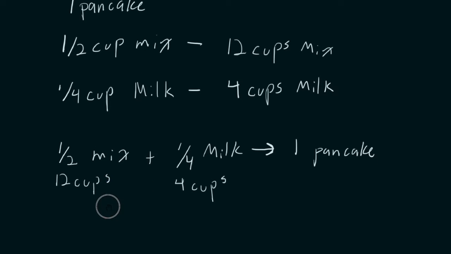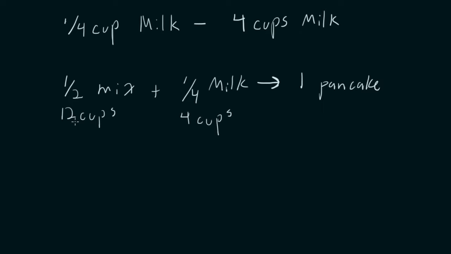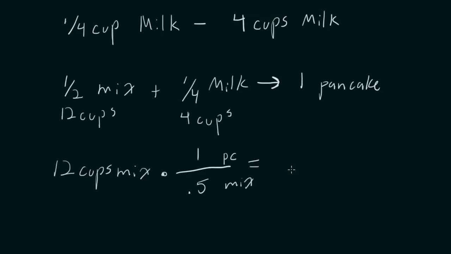If I want to convert cups of mix to pancakes, I just go, hey, I've got 12 cups of mix, right? 12 cups of mix times, I want to go from mix to pancakes, PC for short. For every 1 pancake, I'm going to use 1/2 of a cup of mix. That's 0.5. 12 divided by 0.5. Well, geez, guys, it's 24. I can make 24 pancakes with that much mix. It's a lot of pancakes.